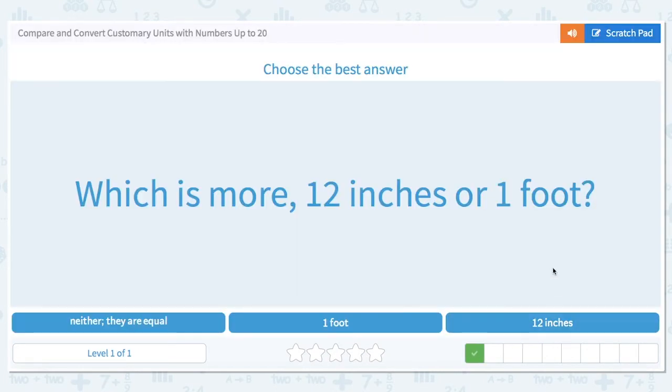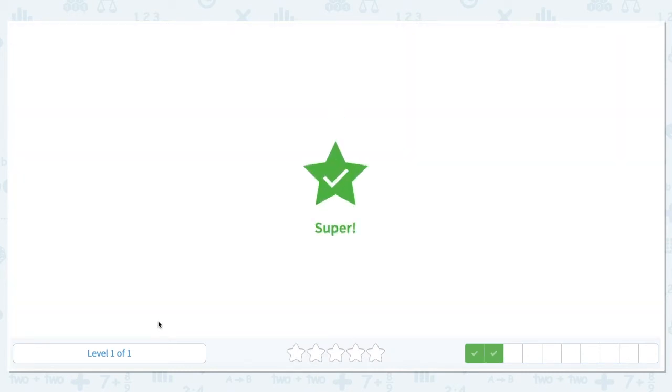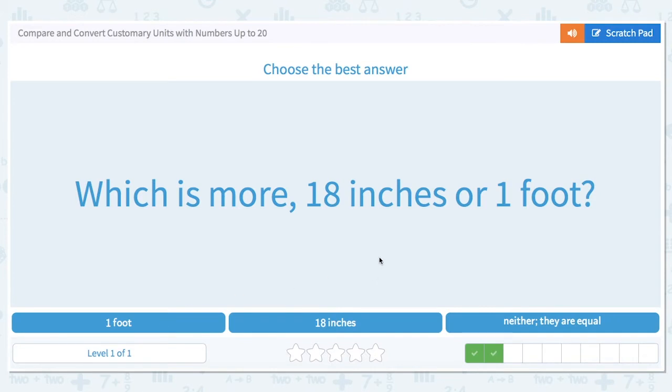Which is more, 12 inches or 1 foot? This one is one that I'm sure you already know. A foot equals 12 inches, so they are equal. Which is more, 18 inches or 1 foot? Again, a foot equals 12 inches, so 18 inches is longer.